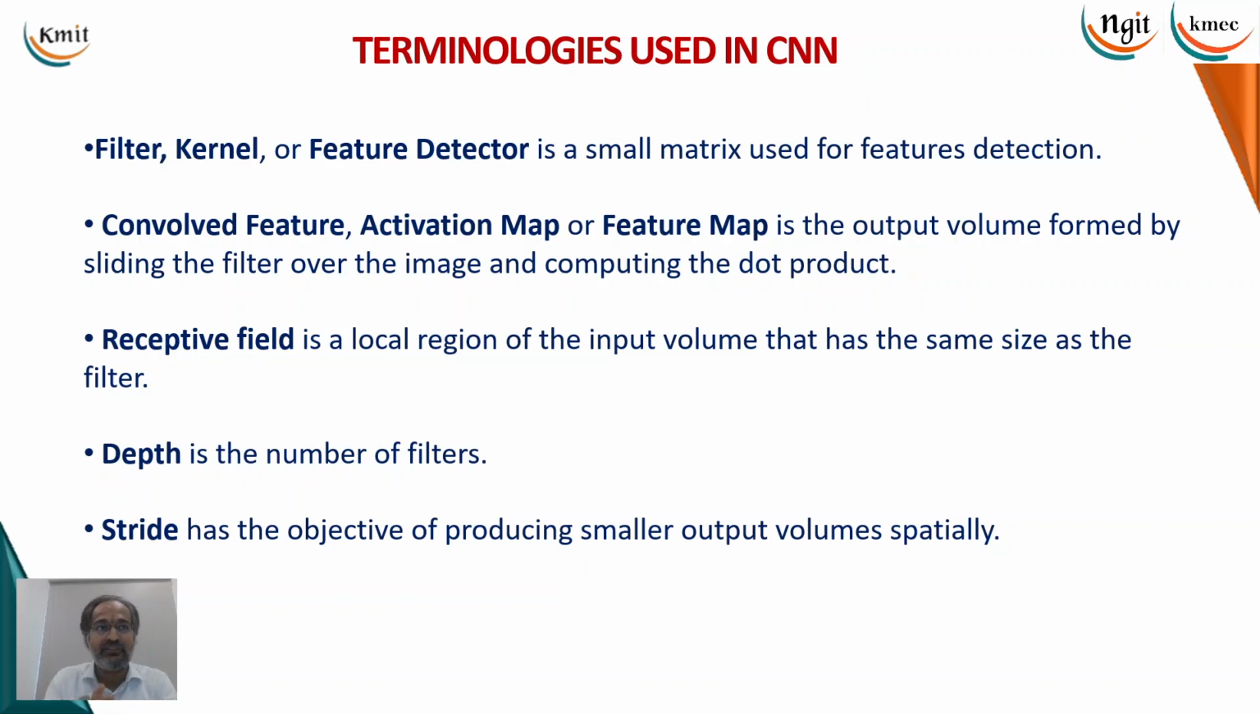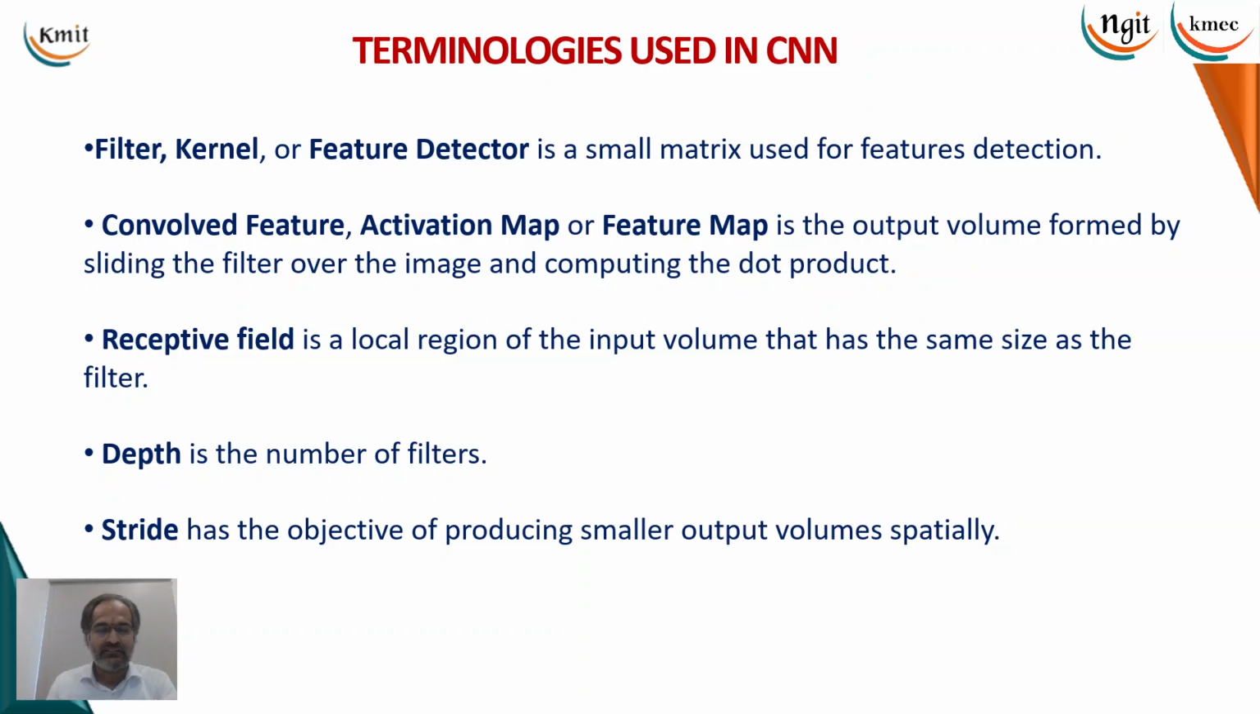And the depth of the layer is the number of filters we are using. We can use a single filter only. If you use a single filter, you will get a single feature. But I want to get a number of features. So the features can be identified and retrieved by using a number of filters. How many filters there are, that is called the depth.